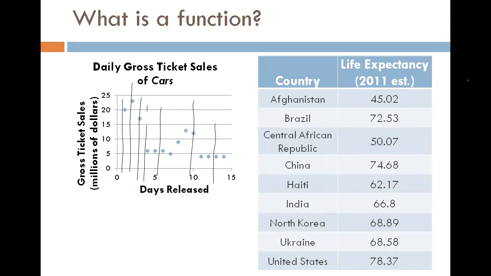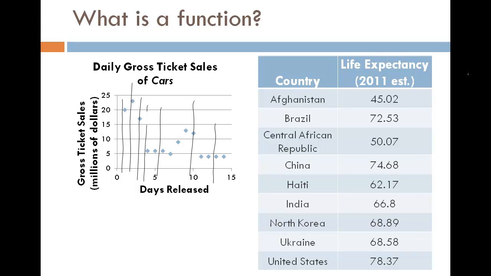Functions can also appear as tables. This table represents a function where the life expectancy is dependent on which country you live in. And this data is from 2011. For instance, in Afghanistan, a person could expect to live only 45 years. In the United States, you could expect to live around 78.37 years. If I gave you a particular country, you could tell me what the life expectancy would be for that country. Every value in the domain has one value in the range.